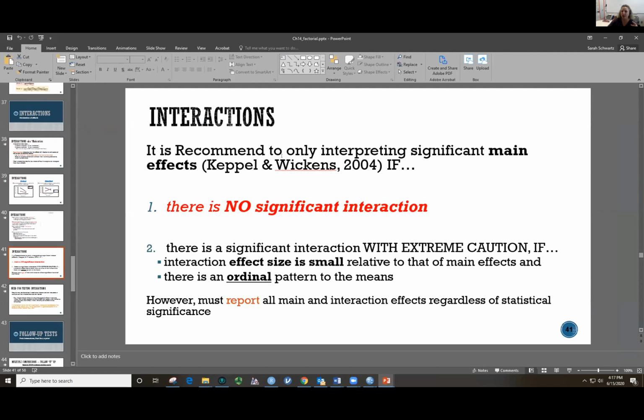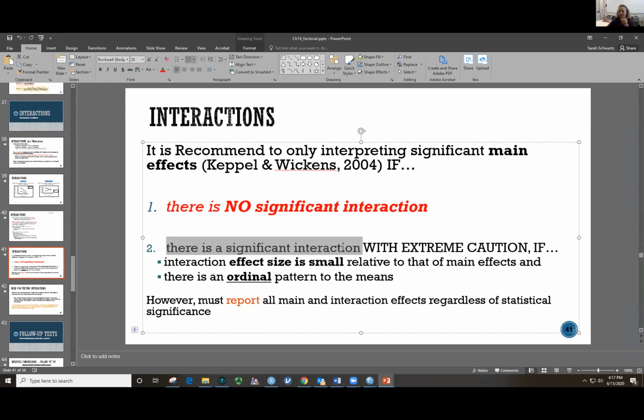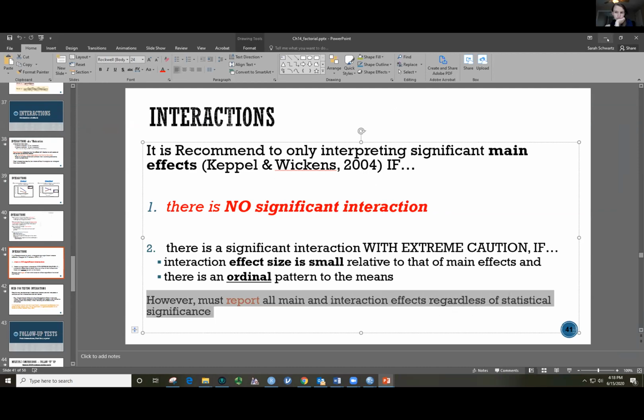It is recommended to only interpret the main effects if there is no interaction, like Melissa said, or if there is a significant interaction, you can, with extreme caution, if the interaction is small. Was this interaction small? Yeah, the Cohen's d was 0.03, and there is an ordinal pattern in the means. However, you must report all the main effects and interactions regardless of statistical significance. You're still going to report them.